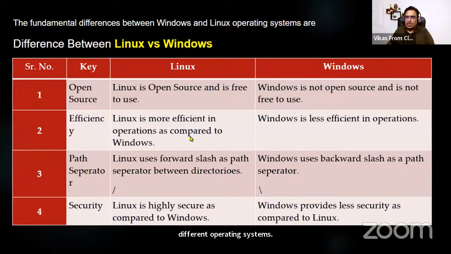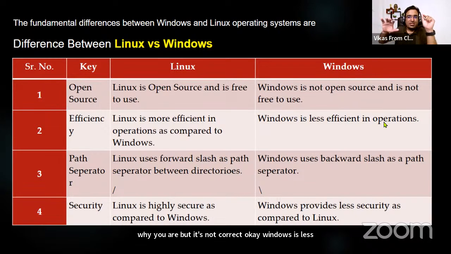Comparison between Windows and Linux. Linux is open source. Windows is not open source. You cannot use Windows freely. You have to purchase a license and then use it. Some people will argue with me that we can use Windows freely, but you are using a hack, and that's not correct. Windows is also less efficient operating-system-wise.